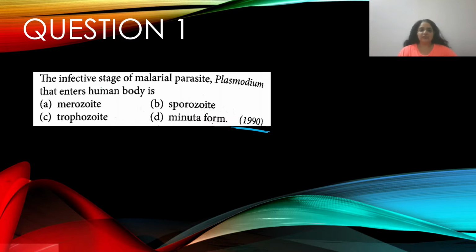Okay, so the infective stage, we've already discussed this a million times and it's very, very important. We need to learn the life cycle of Plasmodium. There is no way out. So please read NCERT. You will get questions related to the life cycle of Plasmodium. Alright, so the infective stage of malarial Plasmodium is Sporozoite. That's the infective stage. That's what's present in the salivary glands of the mosquito, which then goes into the human body.